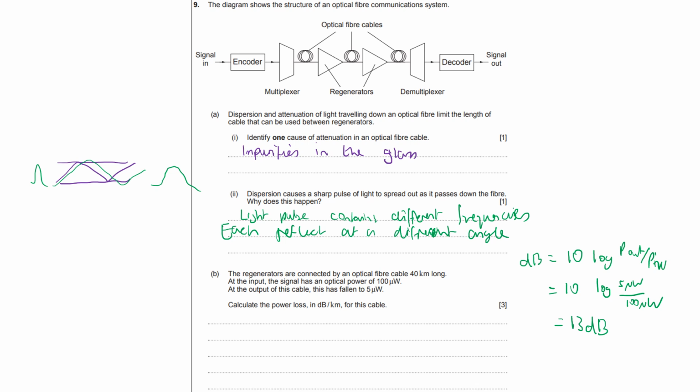But then it wants to calculate the loss per kilometre. So it's 40 kilometres long. Then we just go 13 dB divided by 40 km will equal 0.33 dB per kilometre. So every 1 kilometre you're losing 1/3 of a decibel. That's basically what it's saying. Okay.